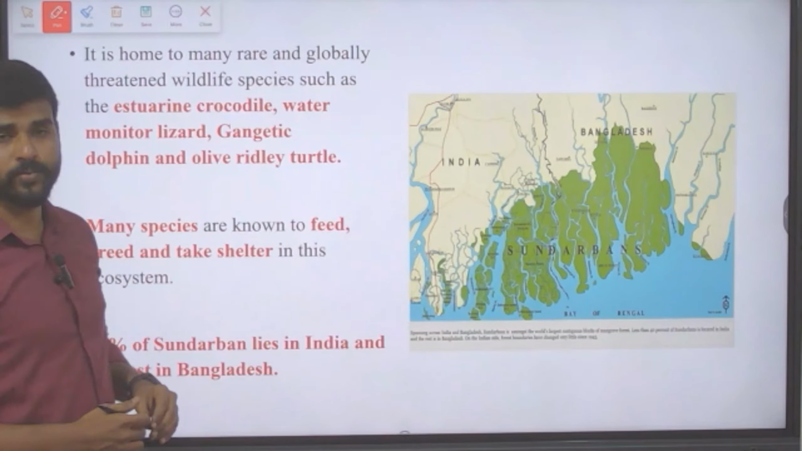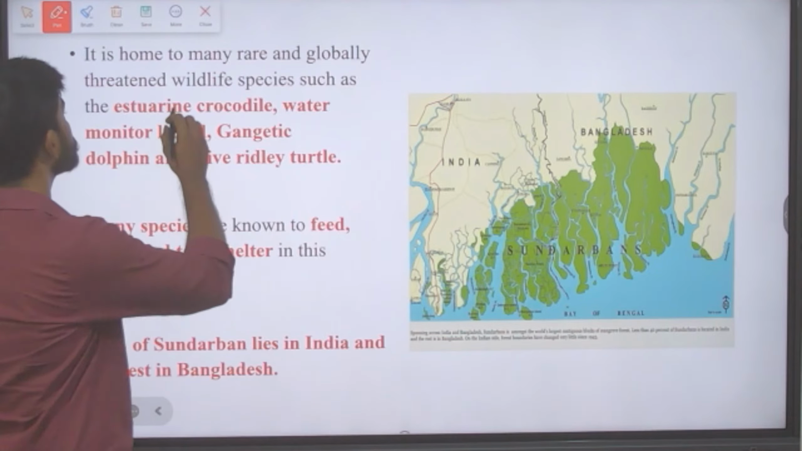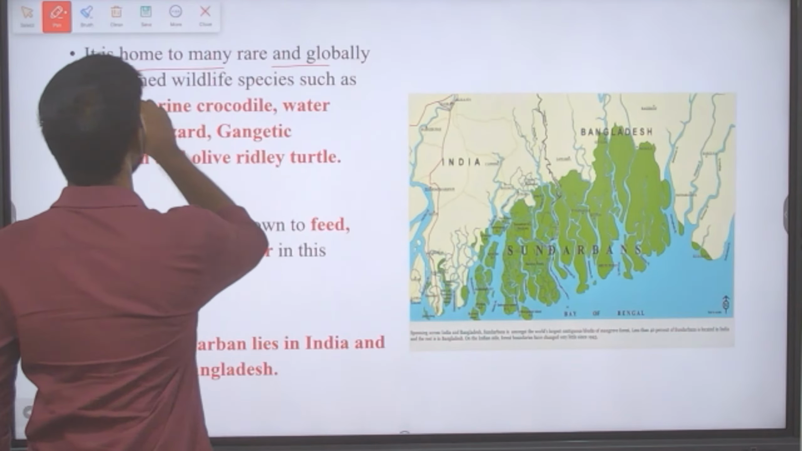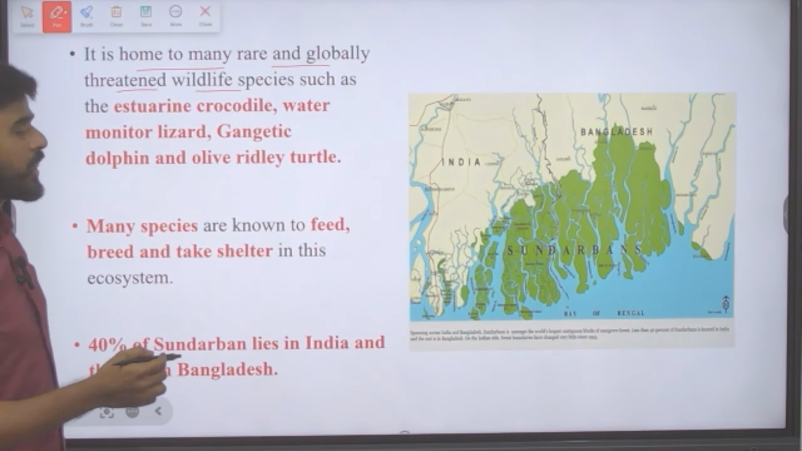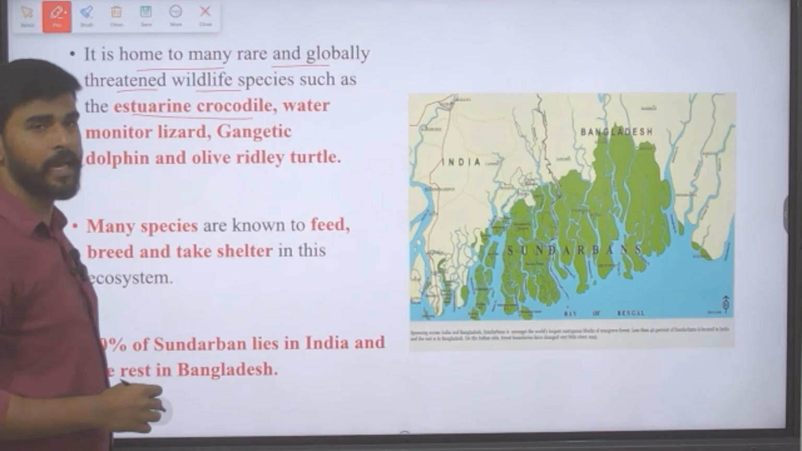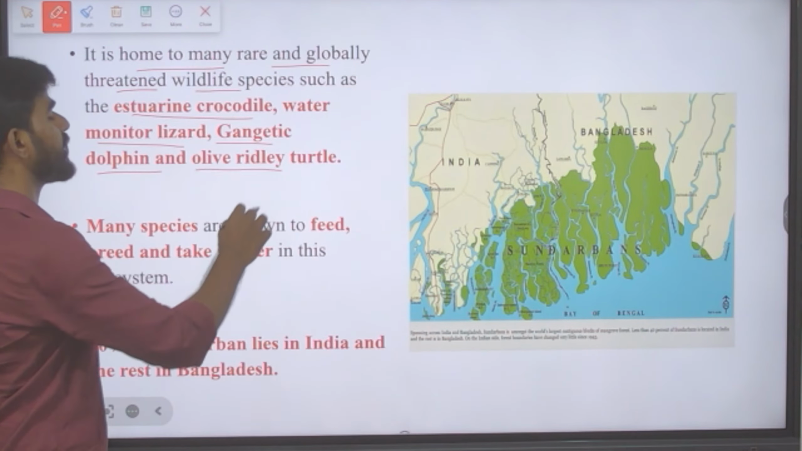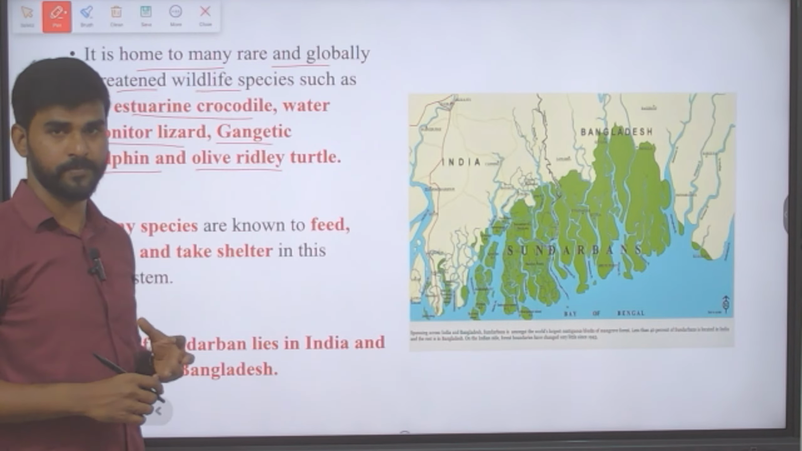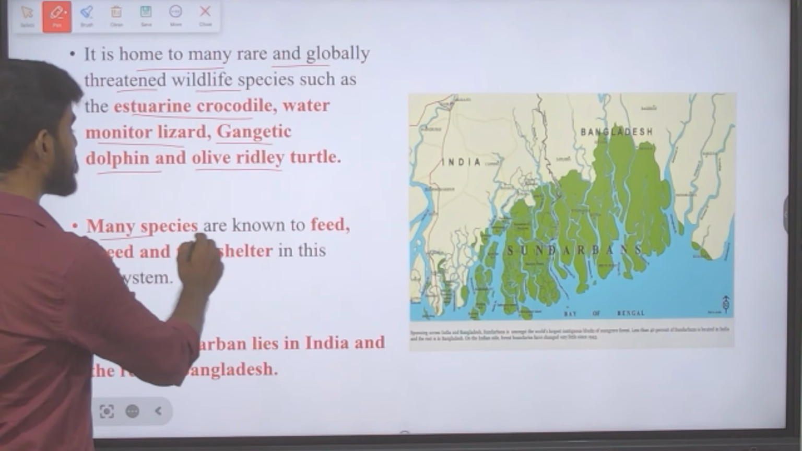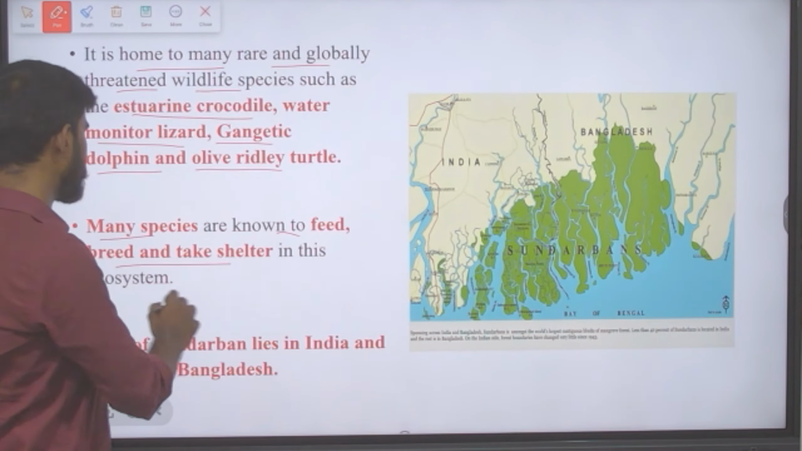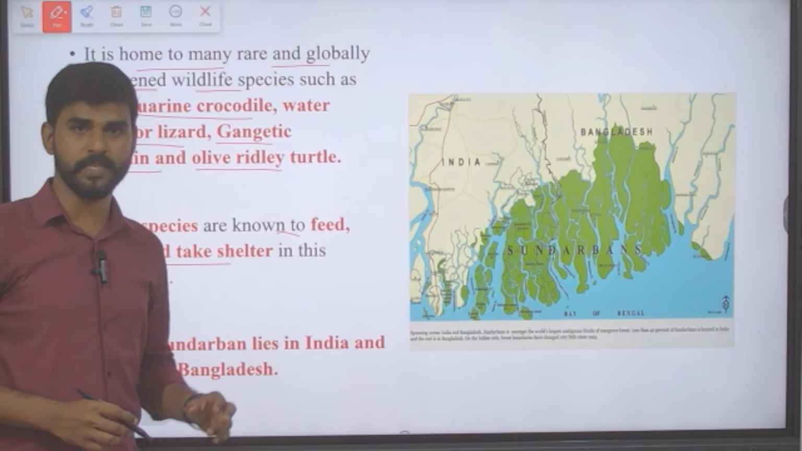This Sundarbans is home to many rare and globally threatened wildlife species like estuarine crocodile, water monitor lizards, Gangetic dolphin, and even olive ridley turtle. Many species are known to feed, breed, and take shelter in this ecosystem, that is Sundarbans ecosystem.